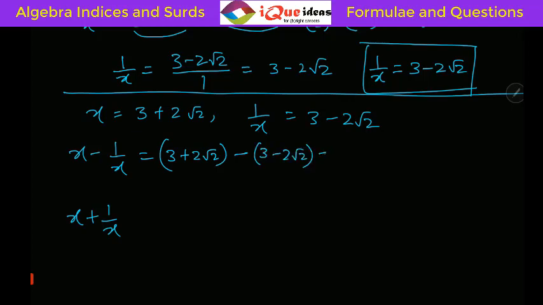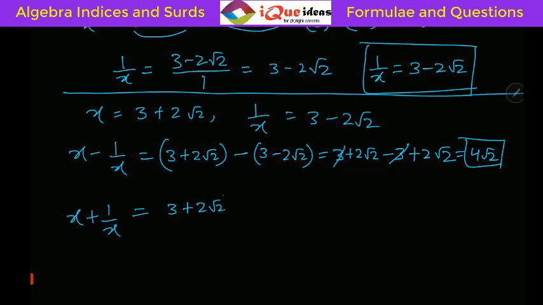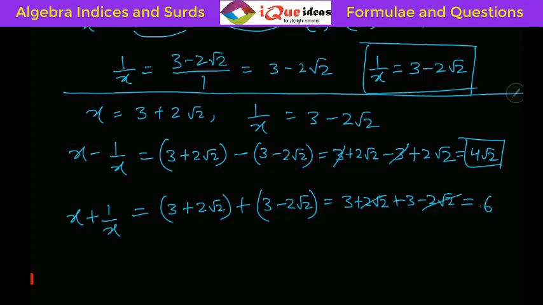Simply open the bracket, it will become 3 plus 2 root 2 minus 3 plus 2 root 2. So 3 and 3 are cancelled and 2 root 2 plus 2 root 2 will be 4 root 2. So the final answer of this will be 4 root 2. And x plus 1 by x, let's see, in place of x, it is 3 plus 2 root 2. In place of 1 by x, it will be plus 3 minus 2 root 2. So if you open, it is 3 plus 2 root 2 plus 3 minus 2 root 2. So 2 root 2 this time gets cancelled, and we have 3 plus 3, that is equal to 6.